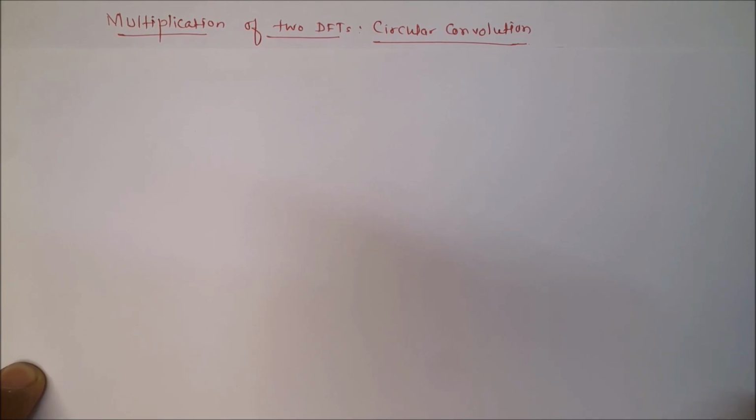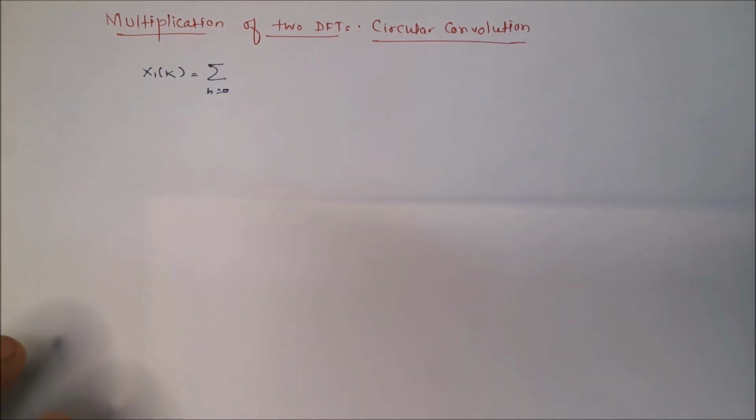In today's lecture, we will see that multiplication of two DFTs is a circular convolution. Suppose we have two finite duration sequences of length N, x1(n) and x2(n).